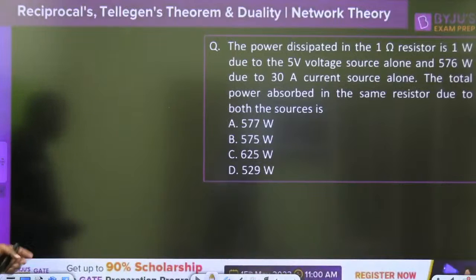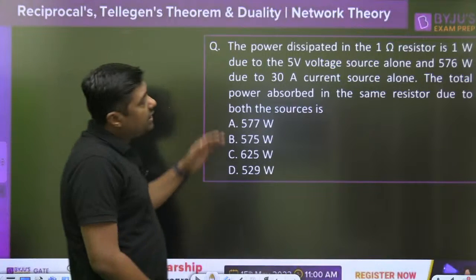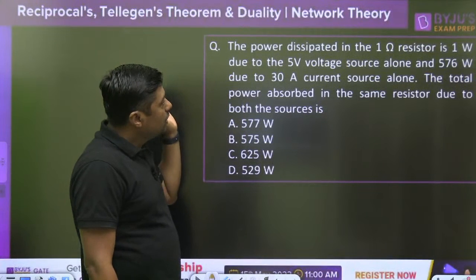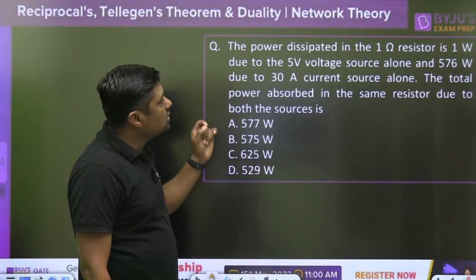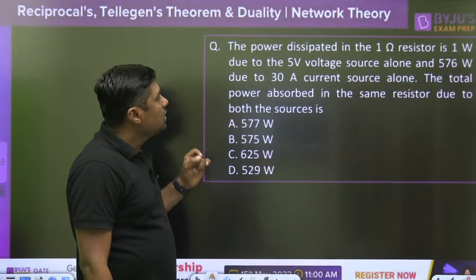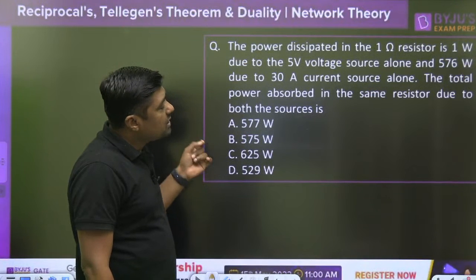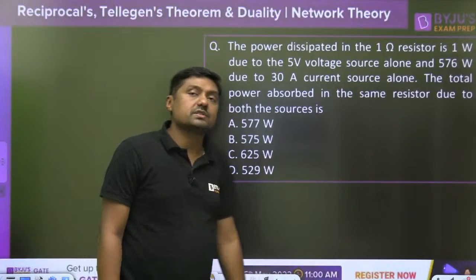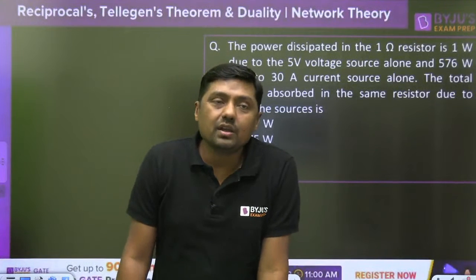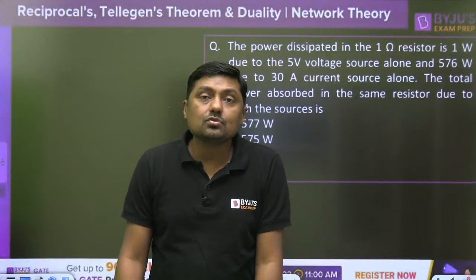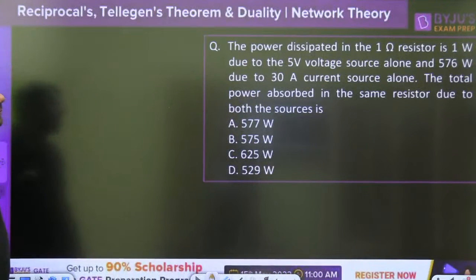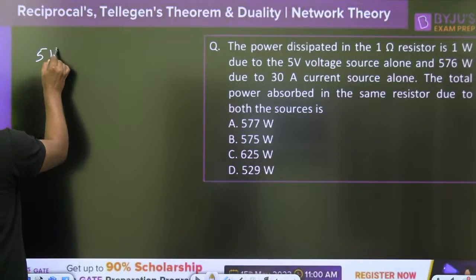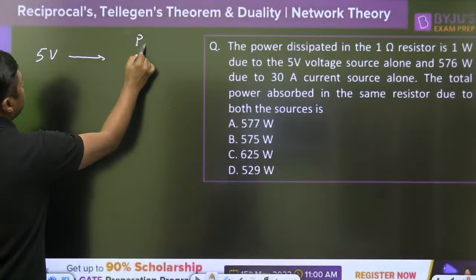Now that is the question. The power dissipated in a 1 ohm resistor is 1 watt due to the 5 volt voltage source alone, and 576 watt due to the 30 ampere current source alone. The total power absorbed in the same resistor due to both the sources is. Right? Now here, that is a question based on the superposition theorem. Tell me what will be the answer, everyone. The power dissipated in the 1 ohm resistor is 1 watt due to 5 volt. If I am connecting the 5 volt battery, what is the power dissipated across the resistor? 1 watt.